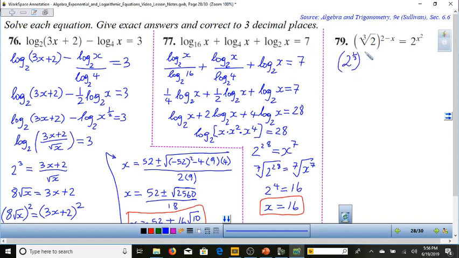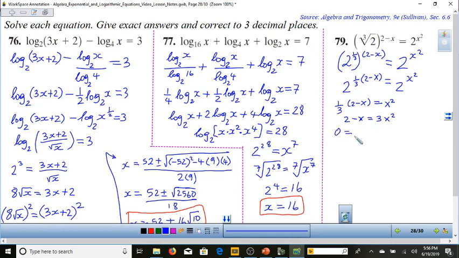And all we're doing is using the fact that if the bases are the same, then the exponents are equal. So I do 2 to the 1/3 times 2 minus x is equal to 2 to the x squared. Since the bases are the same, we have 1/3 times 2 minus x is equal to x squared. If I multiply both sides by 3, I get 2 minus x is equal to 3x squared. And then I have a quadratic equation. So I can just say 0 is equal to 3x squared plus x minus 2.